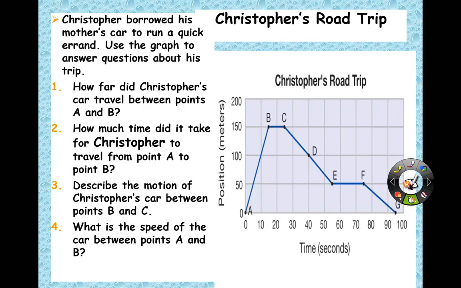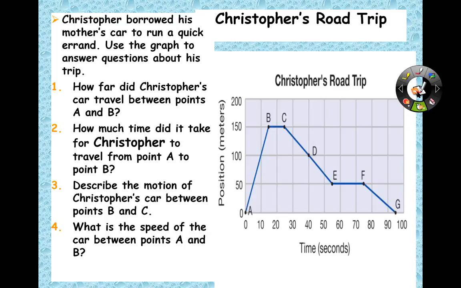Next is Christopher's road trip. Christopher borrowed his mother's car to run a quick errand. We're going to use this graph and describe what Christopher does as he borrows the car, goes away on his errands, and comes back. We're going to describe his motion based on the information that we have.